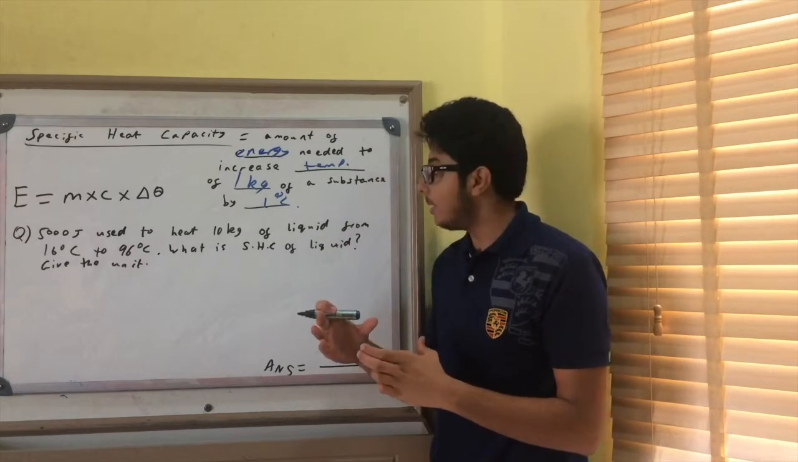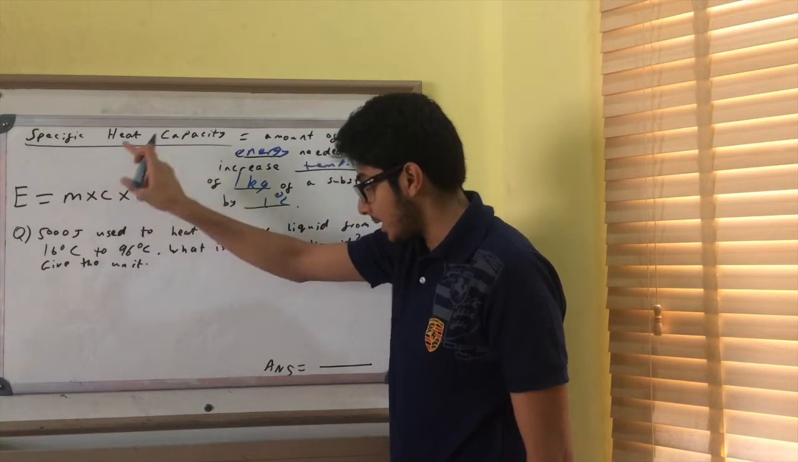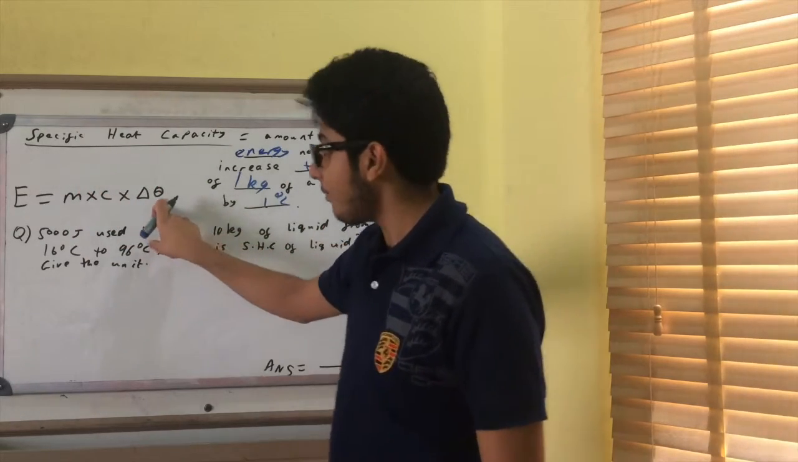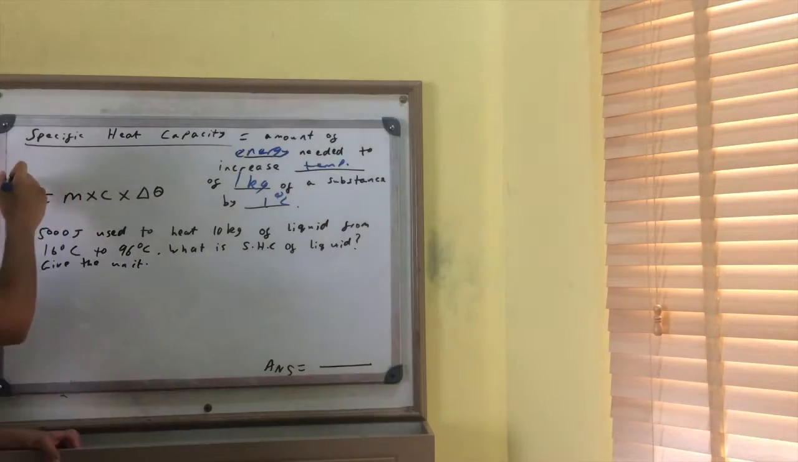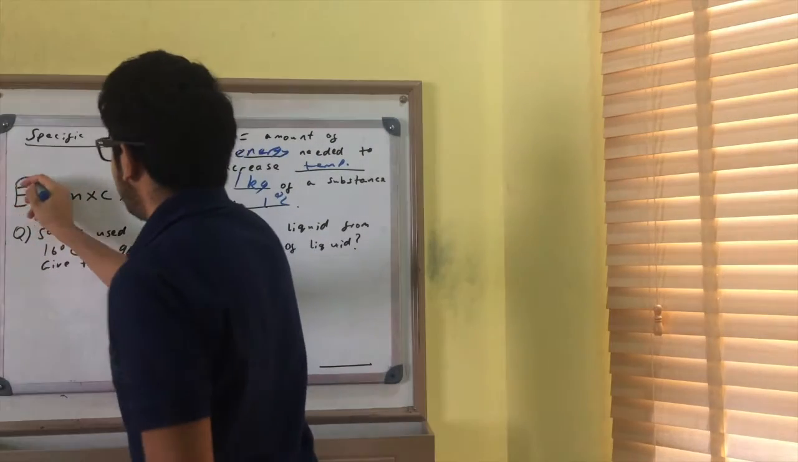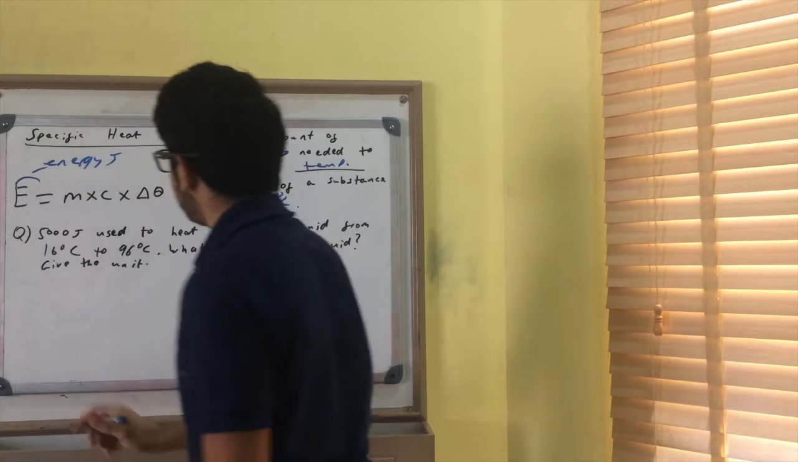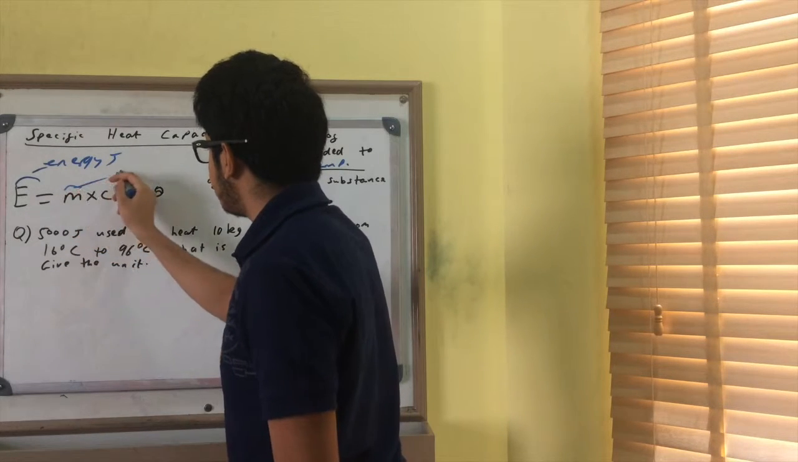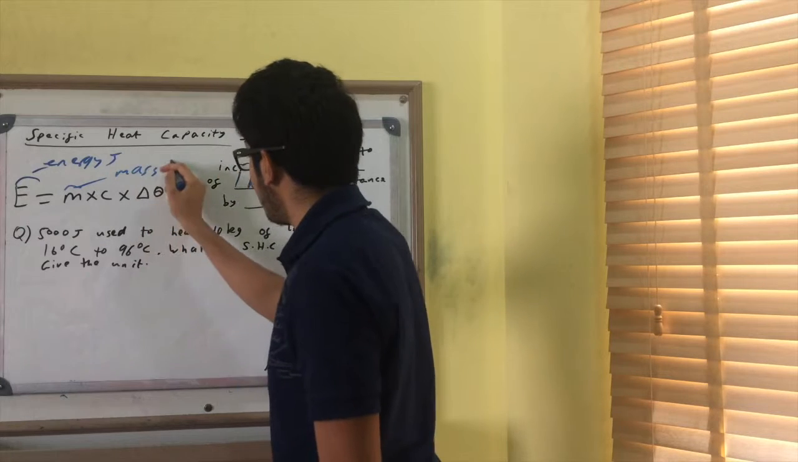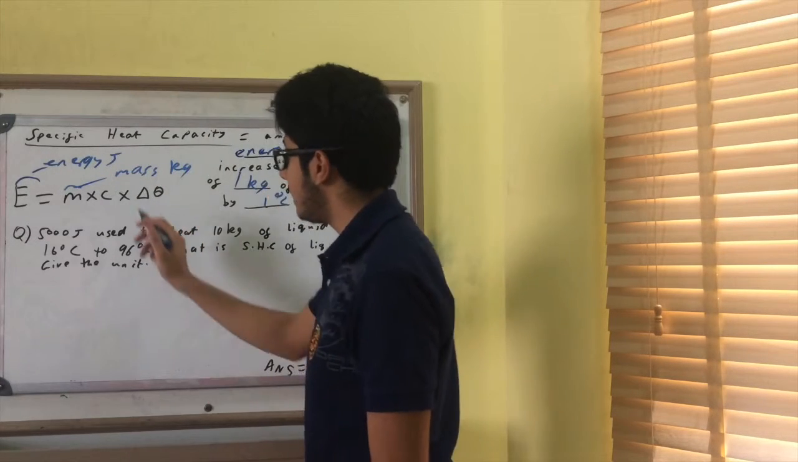And here's your equation, which they will give you in the exam. E is equal to m times c times delta theta. E is energy, measured in joules. m is the mass of the thing, measured in kilograms.